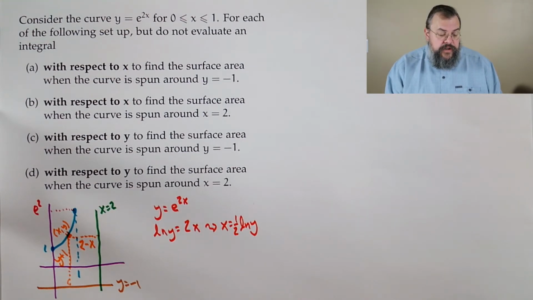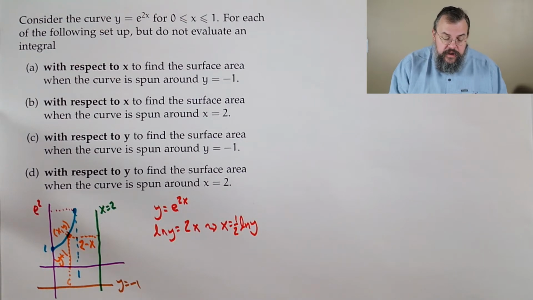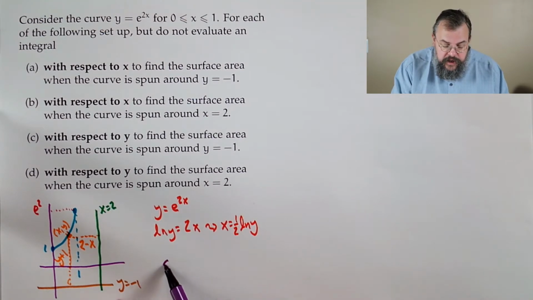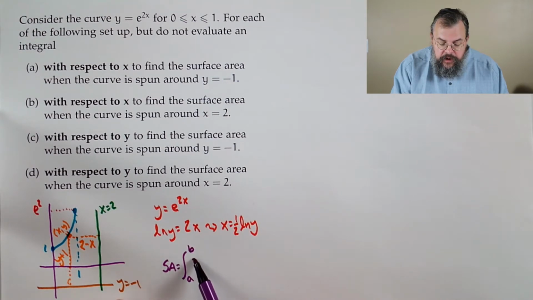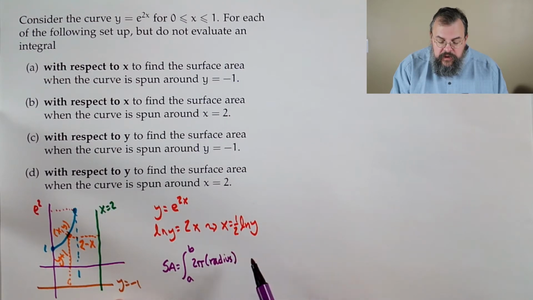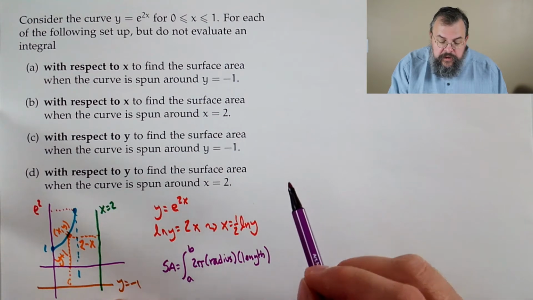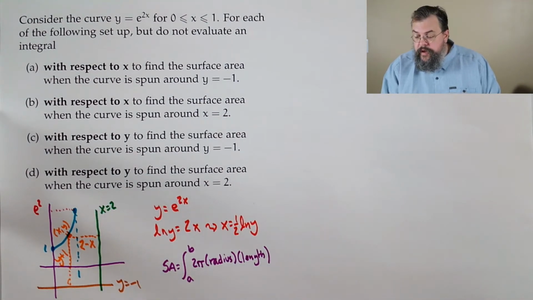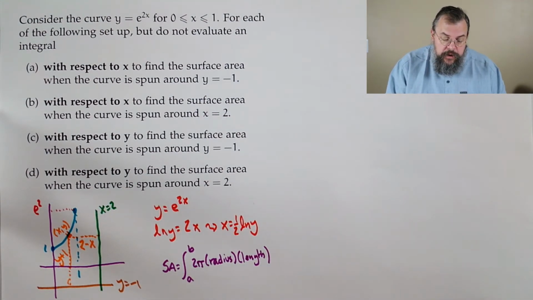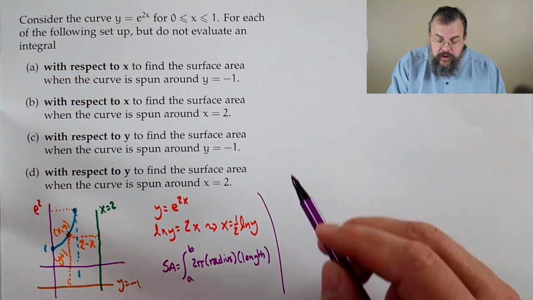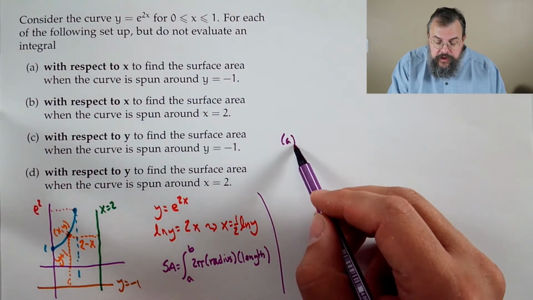We just need to remind ourselves of our generic formula for surface area, and once we have that, we can almost write down the answer with almost no more work: 2 pi, radius, and length. So let's start going through them one at a time. We'll start with A. So for A, what do we do?